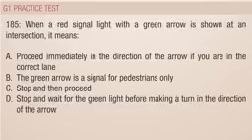Question 185. When a red signal light with a green arrow is shown at an intersection, it means A. Proceed immediately in the direction of the arrow if you are in the correct lane. B. The green arrow is a signal for pedestrians only. C. Stop and then proceed. D. Stop and wait for the green light before making a turn in the direction of the arrow.